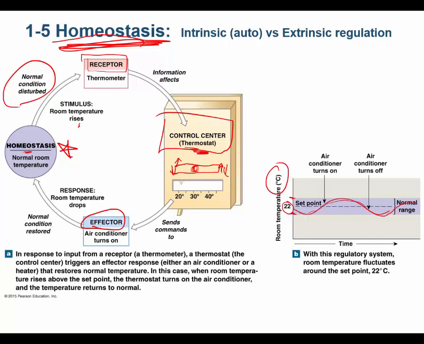So the control center itself doesn't blow out cold air or blow out hot air, but the control center tells the effector, blow out hot air, blow out cold air. And the effector then does what it's told. So if the temperature in your house goes up, your thermometer, the receptor, detects it, that tells the control center I'm too hot. Control center turns on the air conditioner, which is your effector, and your air conditioner drops the temperature back to normal. This is a homeostatic mechanism.